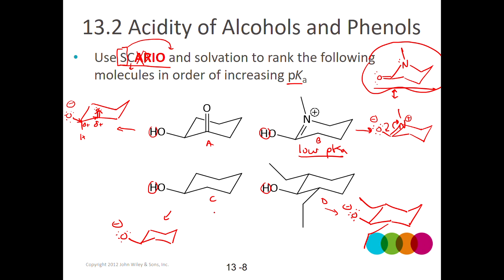So if we're ranking the pKa's, highest versus lowest, we put B as the lowest pKa, then A. And then looking between C and D, it's the same atom carrying the charge. Neither has resonance to stabilize the charge. Neither has induction. They both have their lone pairs in sp3 orbitals, so none of that makes a difference. The only thing that matters there would be the sterics and solvation.